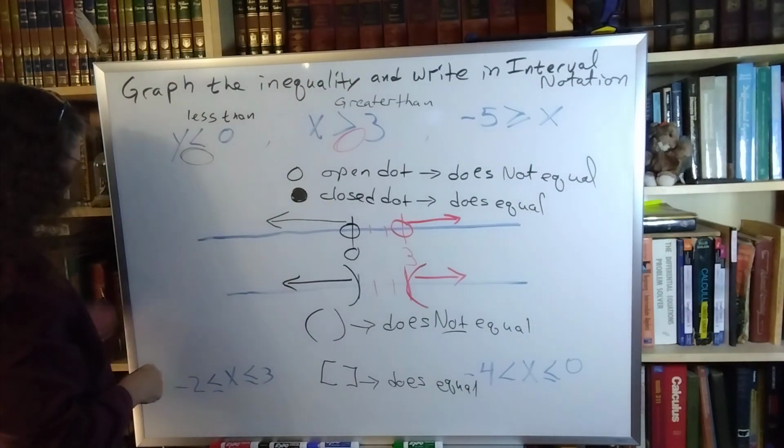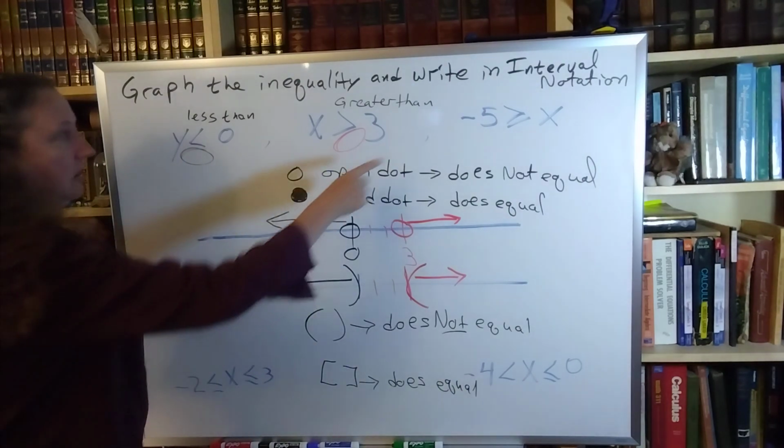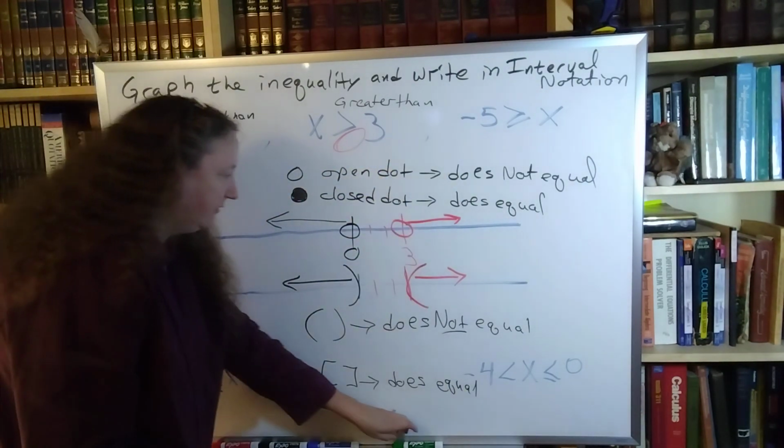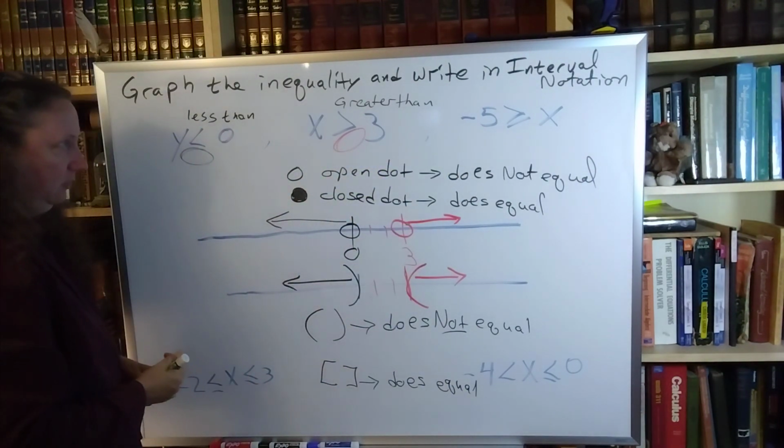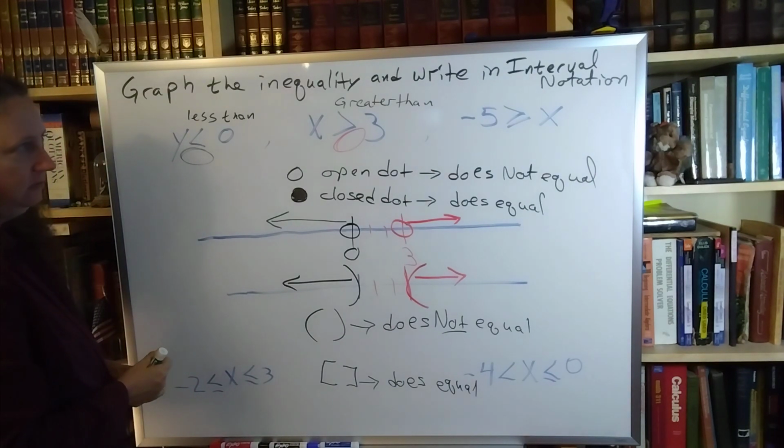So those are the first two examples. Let's go with this last one here before I erase. -5 is greater than or equal to x.